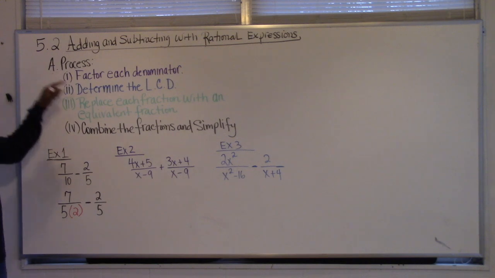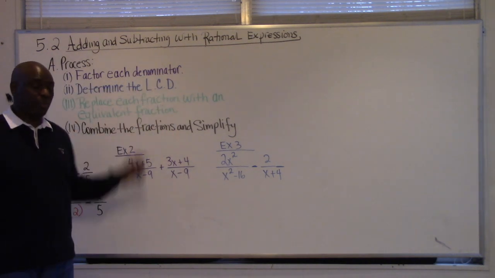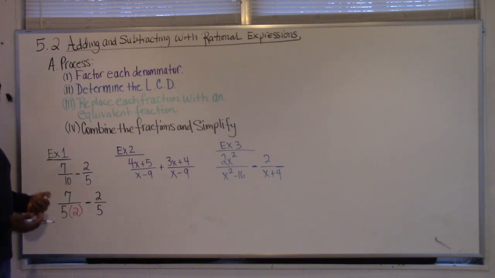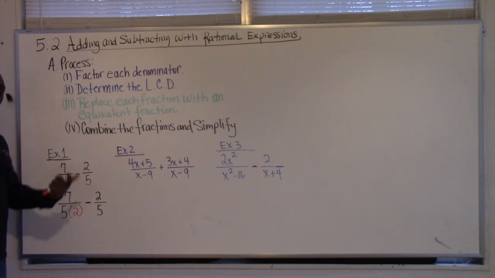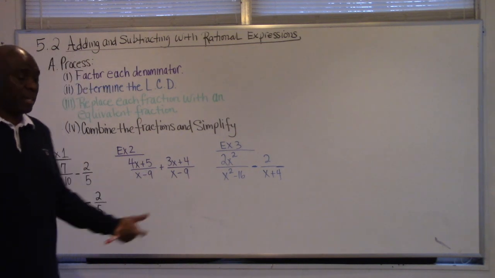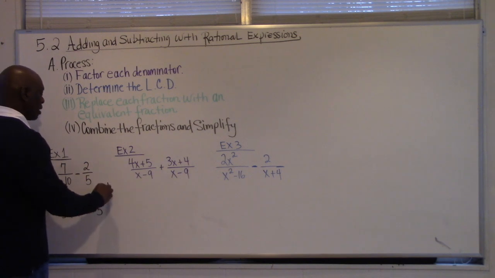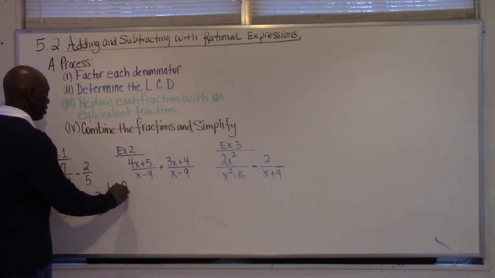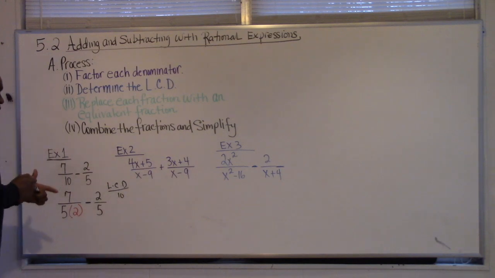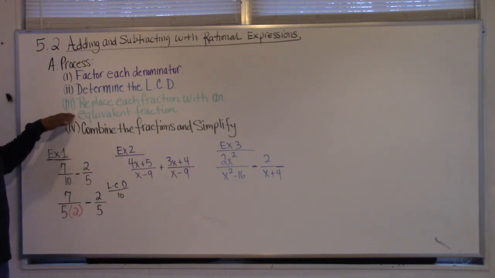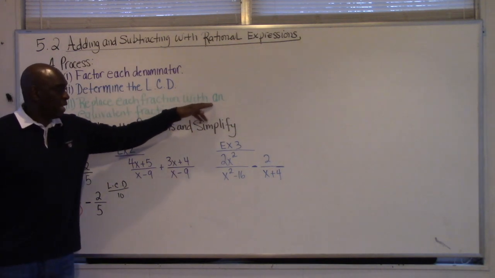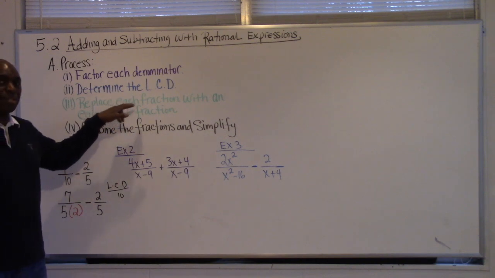Step 2. Determine the least common multiple. The least common multiple in this case is 10, the smallest number that both denominators are divisible by. The LCD is 10. So our least common denominator in this case is 10. Since it's 10, we have to do what step 3 says. Step 3 says replace each fraction with an equivalent fraction.